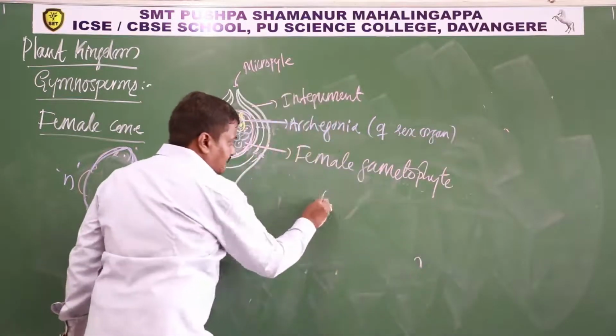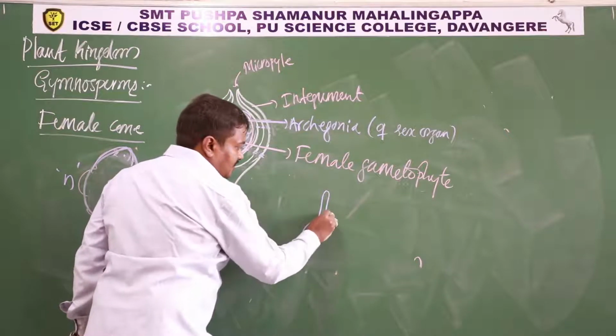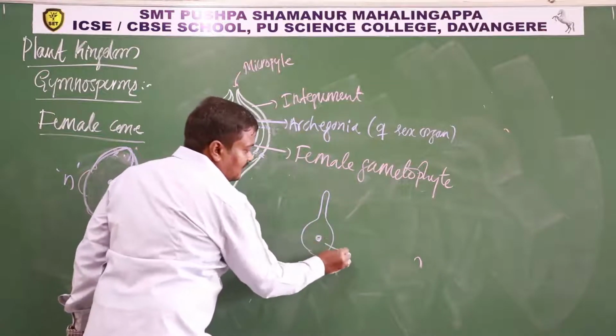Female sex organ. It consists of a flask shaped structure and inside it contains egg.